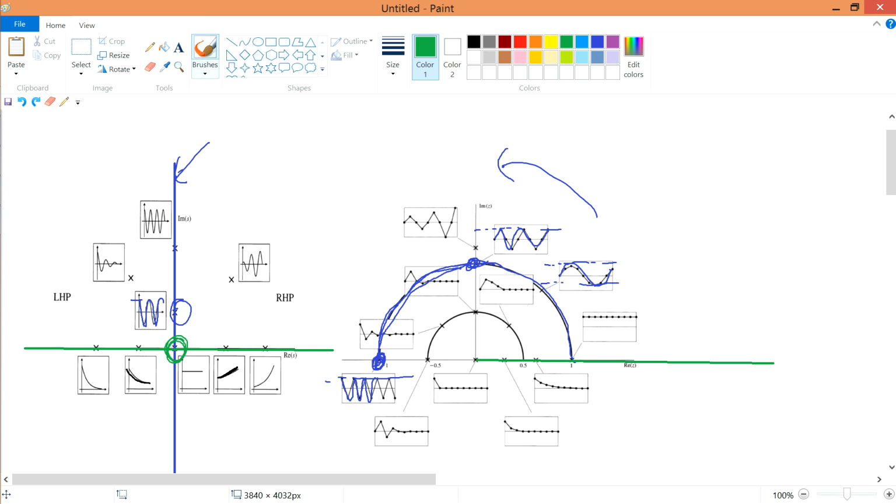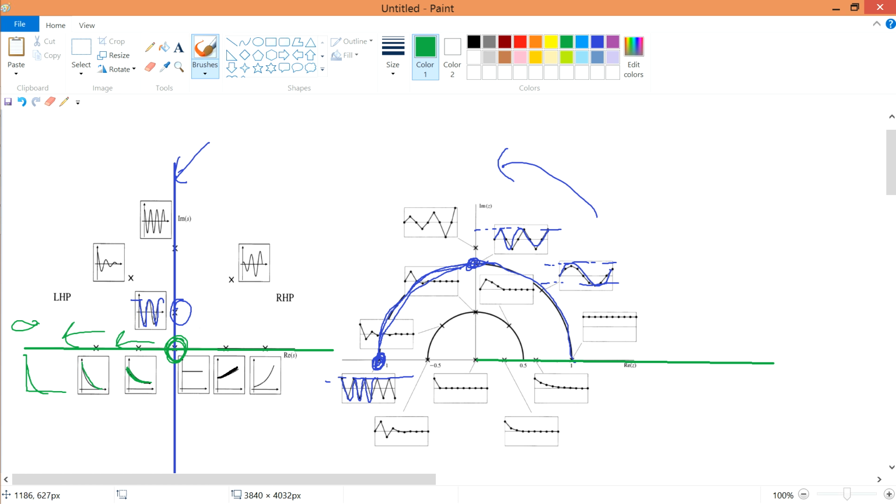As previously mentioned in this graph, as you go towards the left half plane, this one will decay at a slower speed. As you go further up, it will decay at a faster speed, and if you go towards infinity, it will decay super fast.